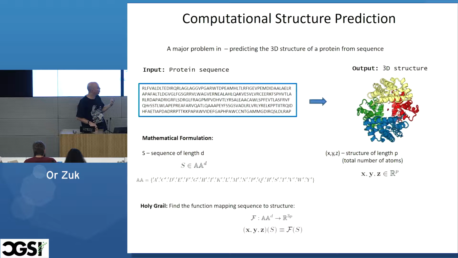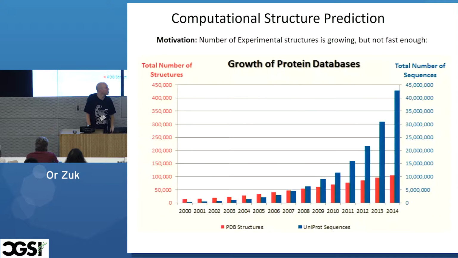It's a classic problem in computational biology, perhaps the most classic, and there are quite a few Nobel Prizes given for experimental determination of protein structures, and even one for computational determination of protein structure. And you can see that the importance of the problem is not going away. If anything, it's becoming more important.